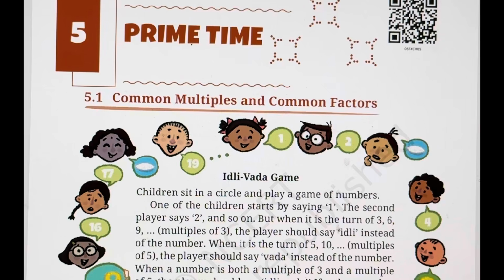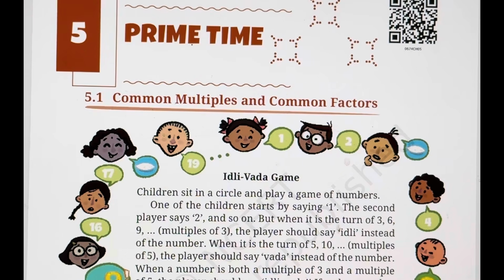In this video, we are going to start with chapter number 5, Prime Time of grade 6 Mathematics of the new NCERT textbook, that is Ganita Prakash. So we'll first understand what are common multiples and common factors. It is very nicely explained over here with an idli vada game.